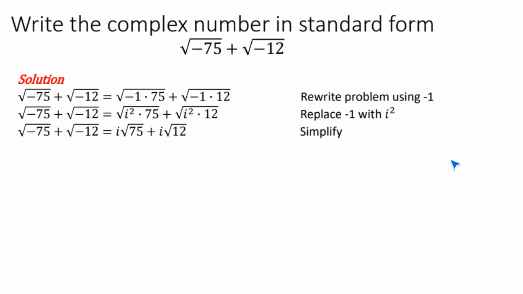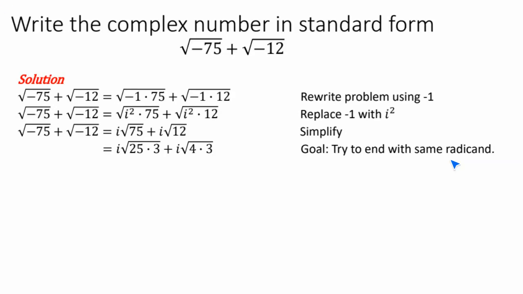So let's simplify the square root of 75 and the 12. Here what I do is I have 25 times 3 will give me 75. And then I have 4 times 3 gives me the 12. Our goal is to end up with the same radicand. One of the things that I'll do, I'll leave it for the end: I'll give you some examples if you don't see these multiplications. I can show you a different way on how to simplify our radicands.